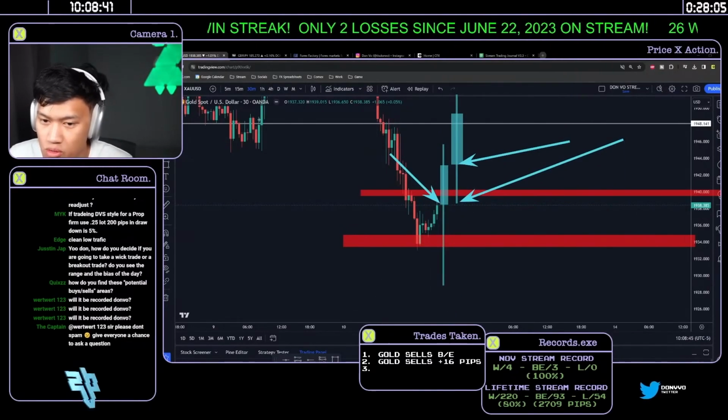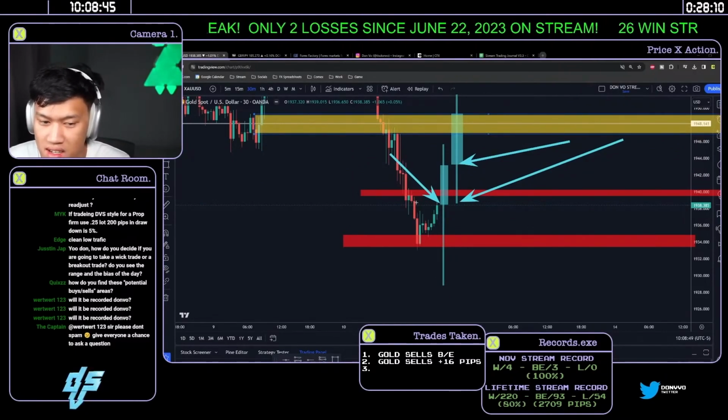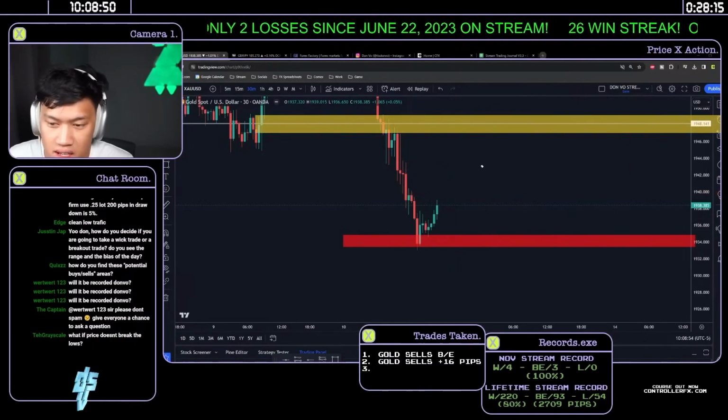And then my target again will be the resistance up here at 1948, which is that daily top wick area to drive. And honestly, I wouldn't be surprised if this were to happen on Monday or Sunday.